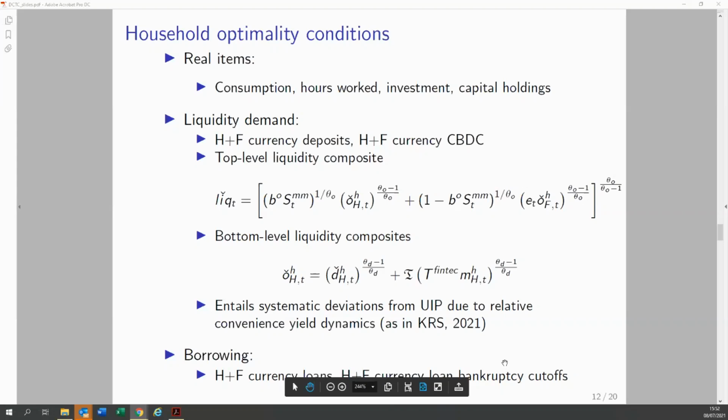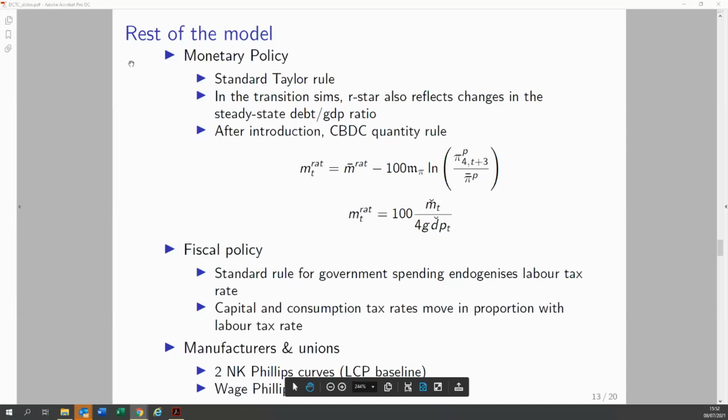As for the other agents in the model, monetary policy is very standard. There is just a Taylor rule. The one thing that's worth mentioning is that in the transition simulation, the equilibrium interest rate also reflects changes in the steady state debt to GDP ratio. That's sort of to capture a feature of the data. Once they're introduced, CBDCs are governed by a quantity rule. We haven't tried interest rate rules yet, but that's easy to do once we have this.